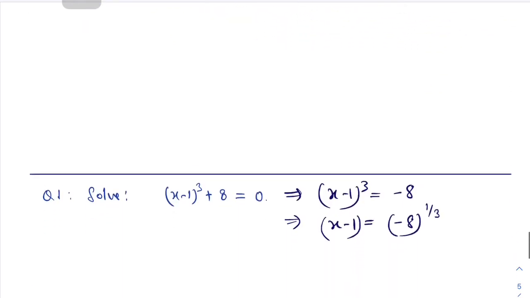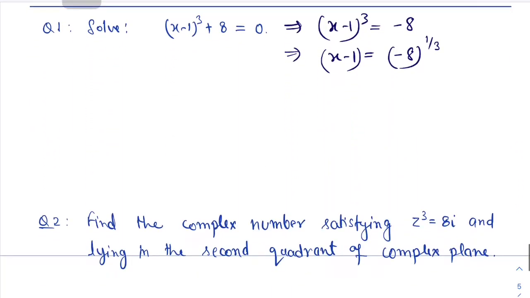Cube root of any negative number: let me first see what is the cube root of the absolute part of a. If a is negative, the absolute part of minus 8 is 8, and its cube root will be 2. So there are 3 cube roots of minus 8, and they are minus 2, minus 2 omega and minus 2 omega square. These are the values of x minus 1.